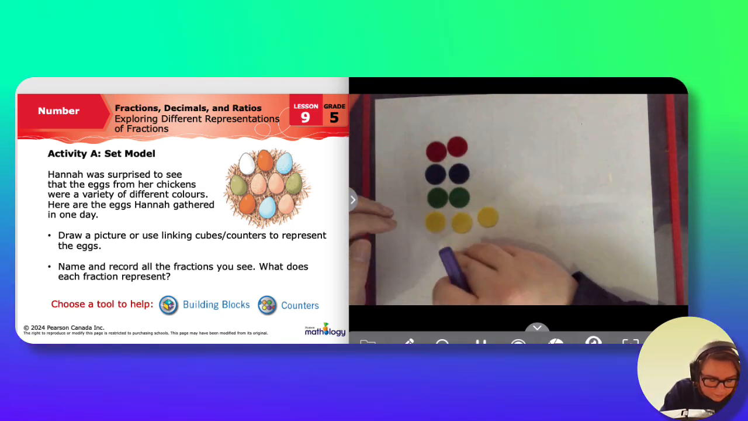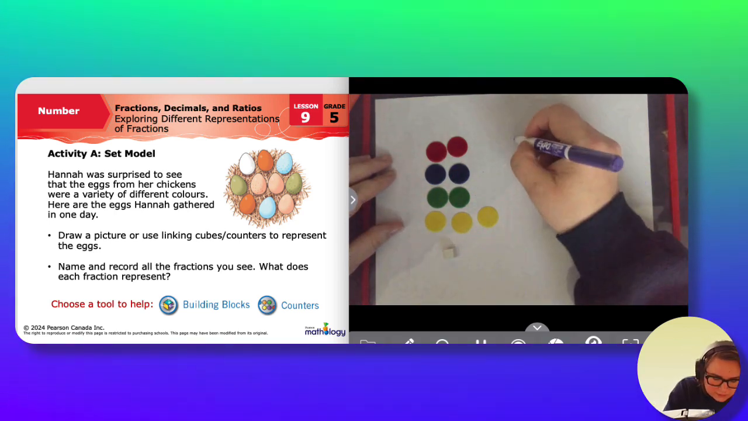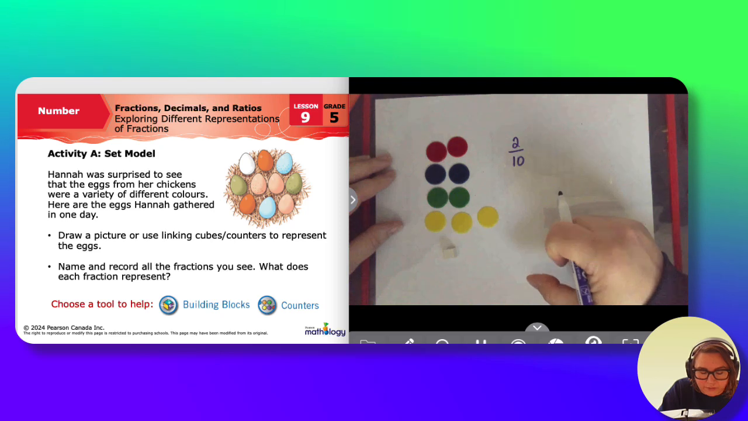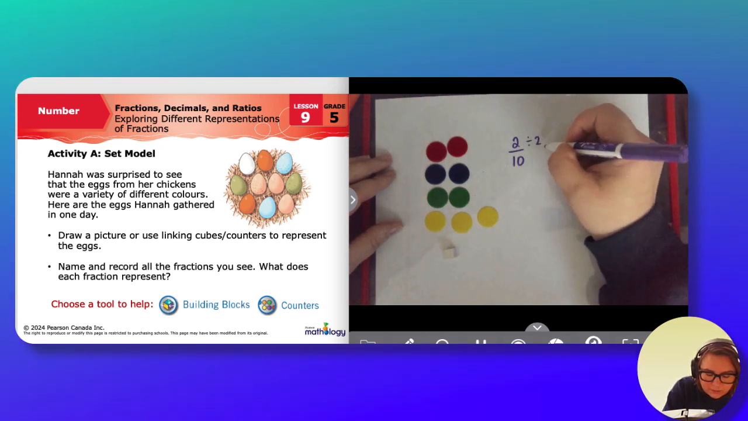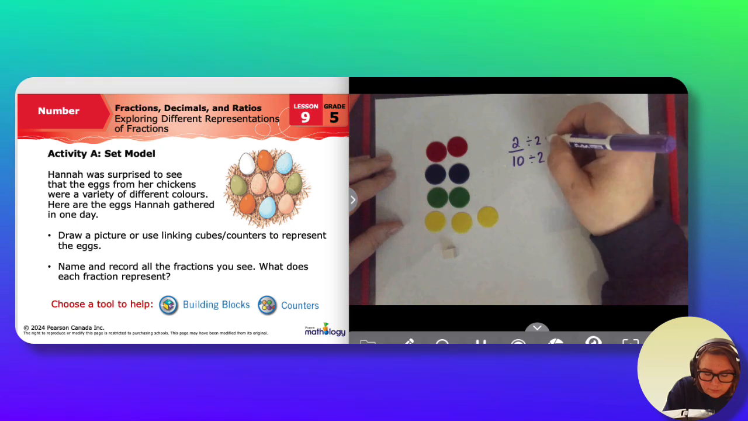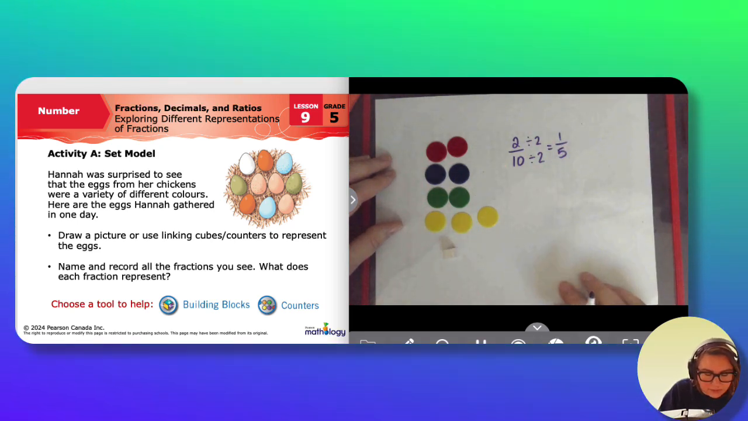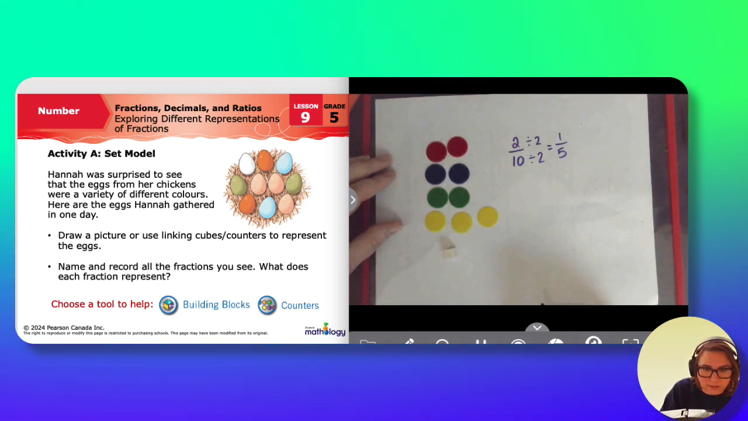Well, let's make a fraction for the number of red eggs. Is that just 2/10? And of course, our students should know how to reduce fractions from grade 4. So can we divide both of these in half? They're both divisible by 2. So does this give us 1/5? Does that mean that 1/5 of the eggs are red?